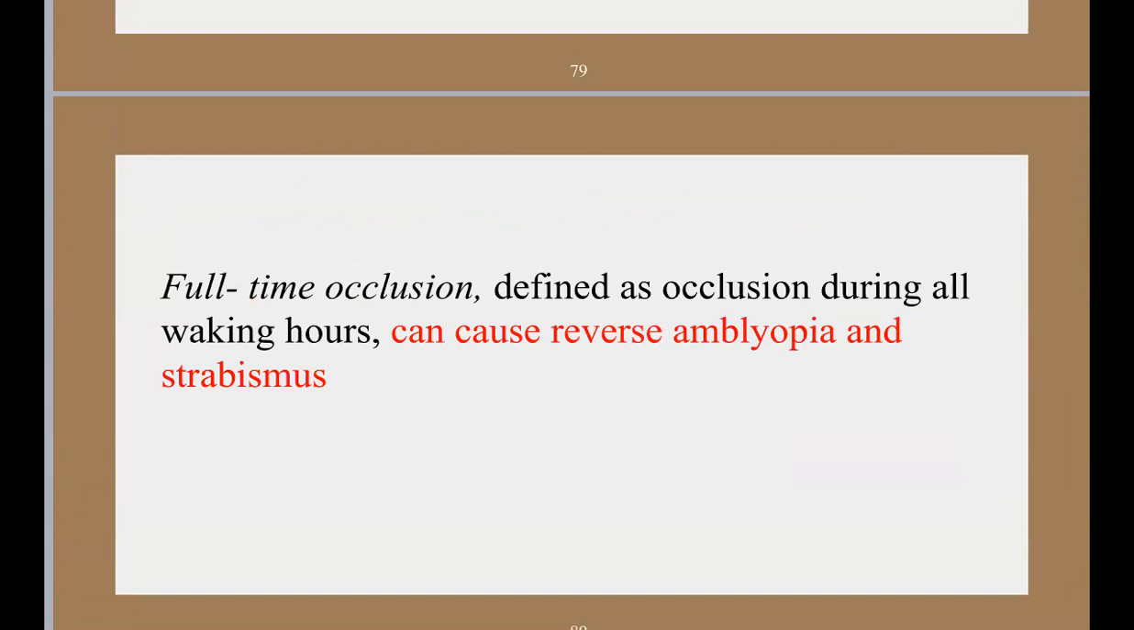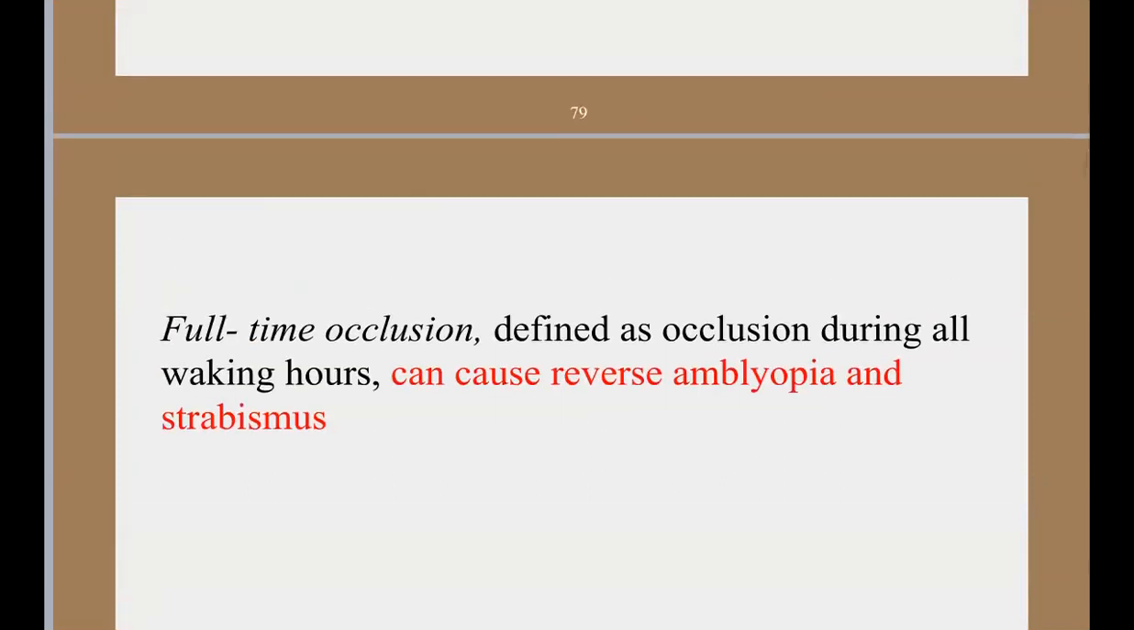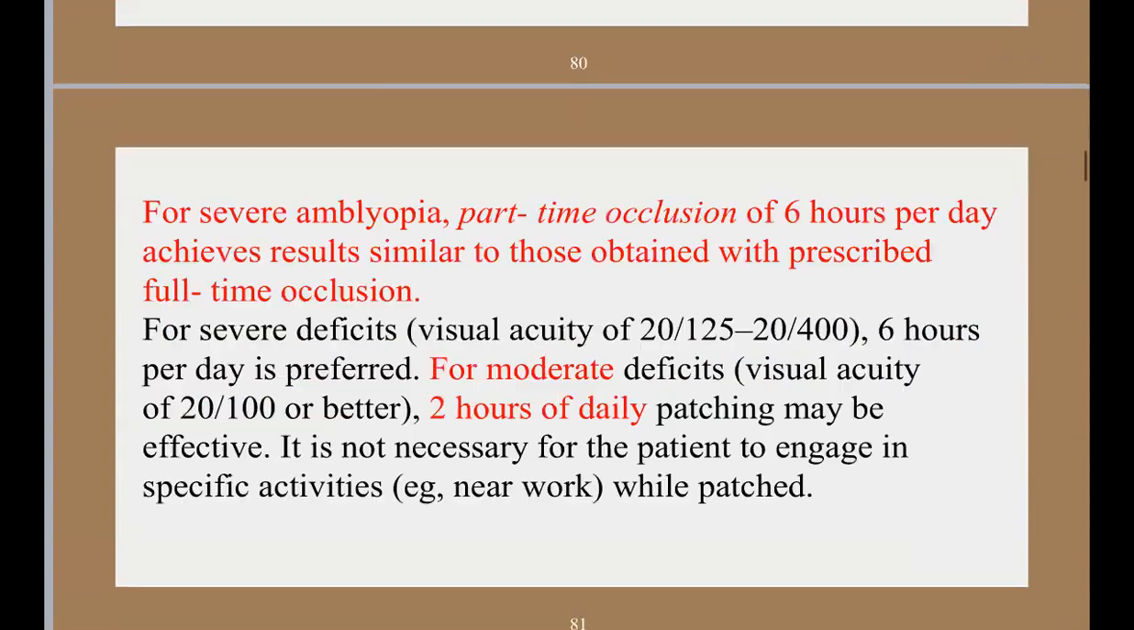Most of the studies that are comparing the full-time and the part-time occlusion recommended that the part-time occlusion has almost the same efficacy as the full-time occlusion. The full-time occlusion is risky because it can reverse amblyopia and strabismus. The patient is coming to me with right amblyopia. The patient after full-time occlusion will have left amblyopia. So this may reverse amblyopia and strabismus.